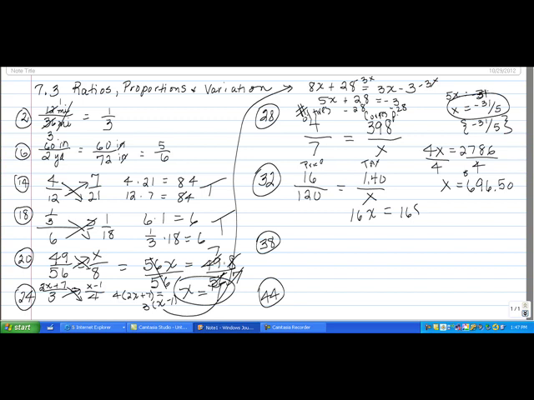$168 divided by 16. And I'm getting $10.50. And again, you could put the price over the tax or the tax over the price on both sides if you wanted to. End result would be the same.